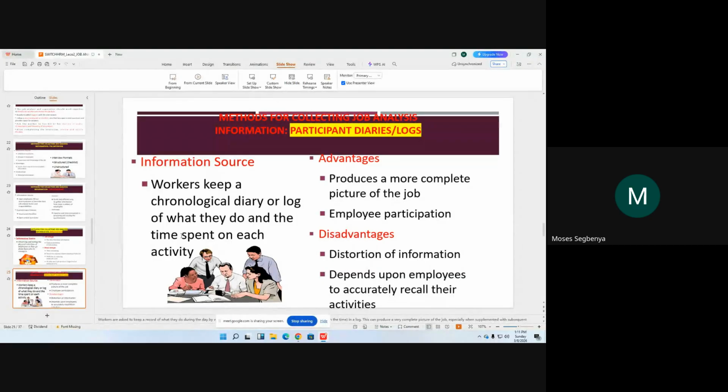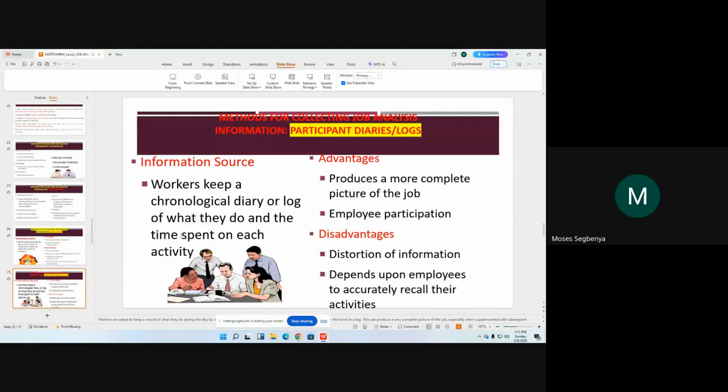So workers keep a chronological diary or log of what they do and the time they spent on each activity. So if you want to collect data on any job for job analysis, and then you want to use the participant diary or log, you ask every job holder to write in chronological order what they do and the time, how many hours or minutes or seconds they spend on each activity.